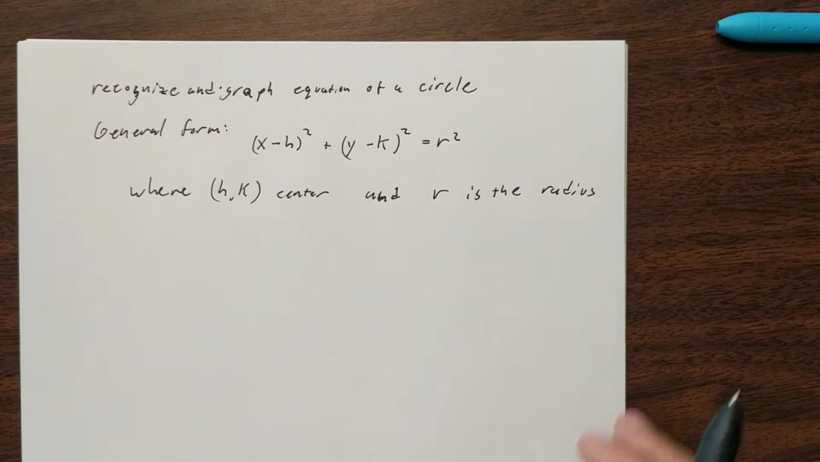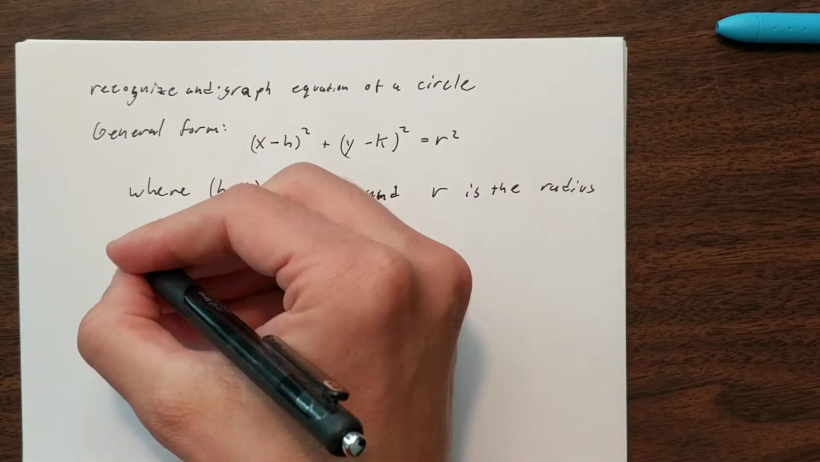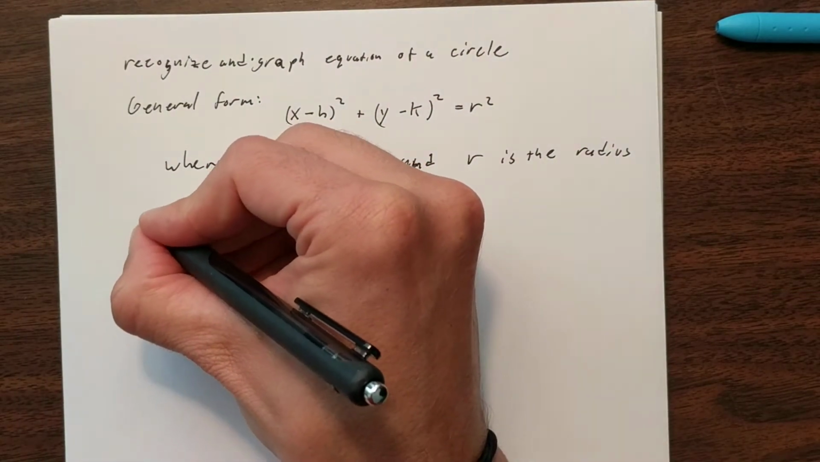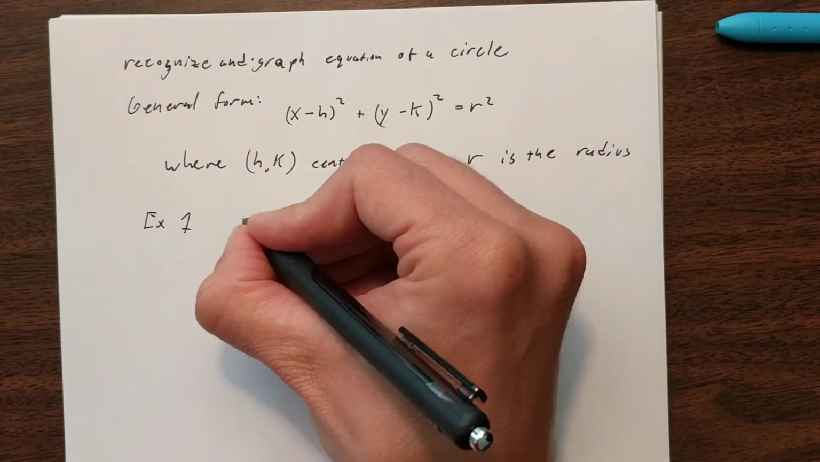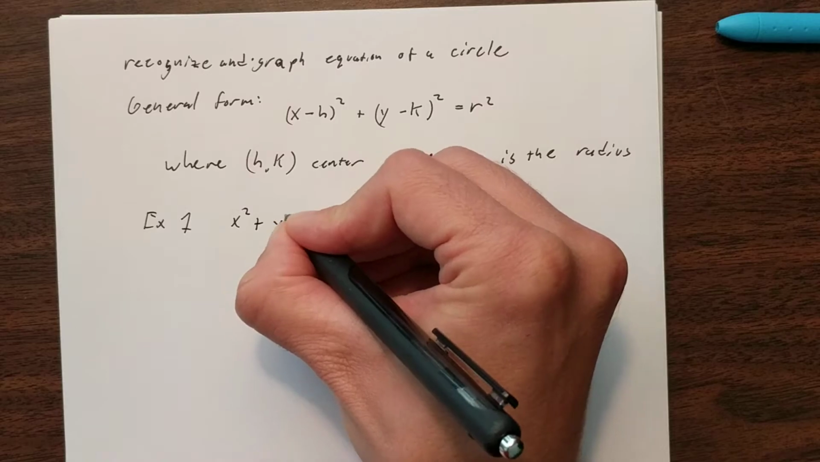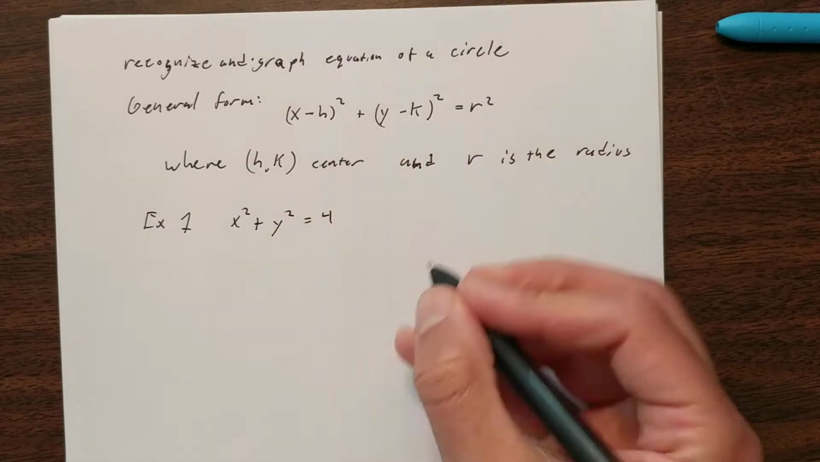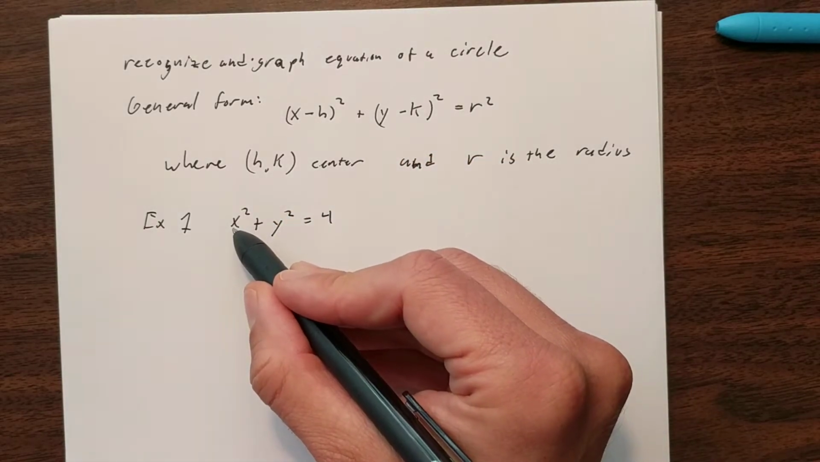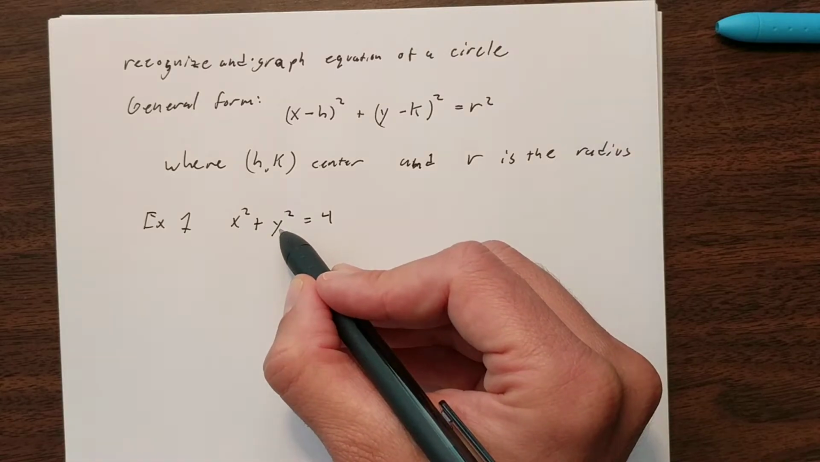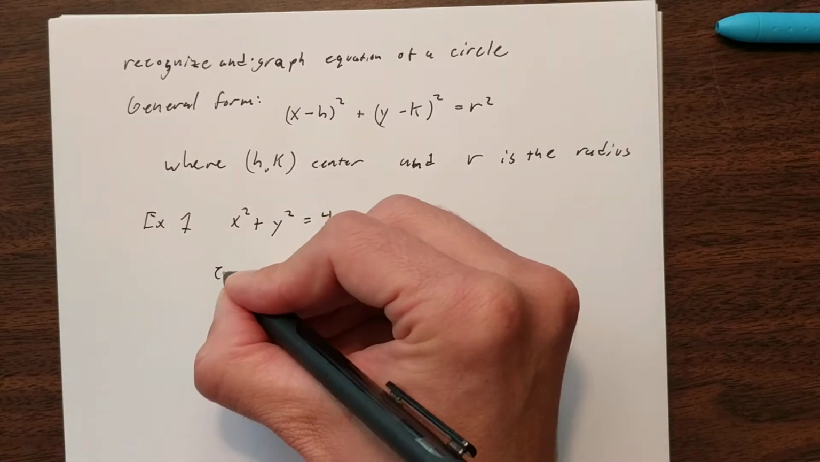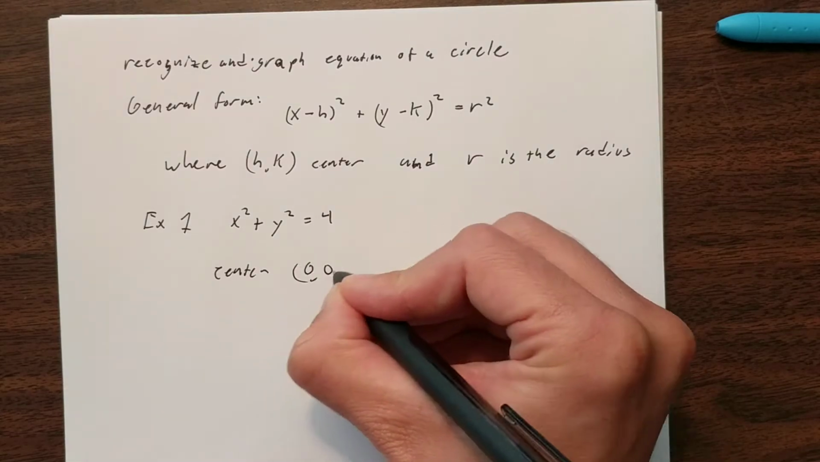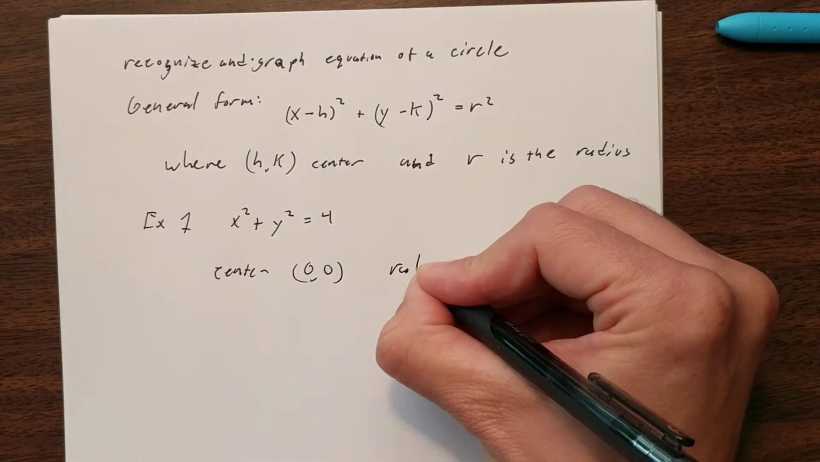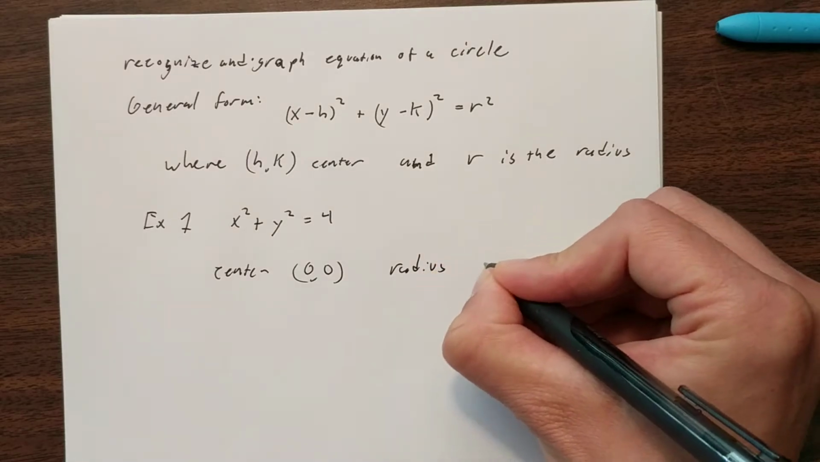So for example, if I was to graph, let's do something very simple. I'm going to do 3 examples. Example 1 here is going to be x squared plus y squared equals 4. Well, since nothing is being subtracted from x and nothing is being subtracted from y, the center is simply 0, 0. And the radius is 2.